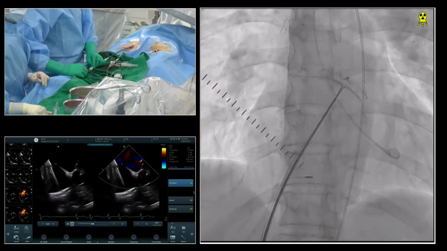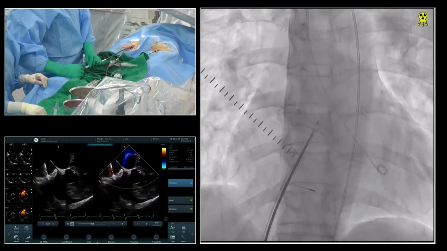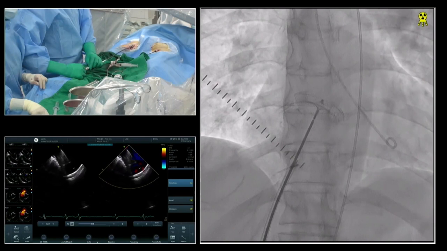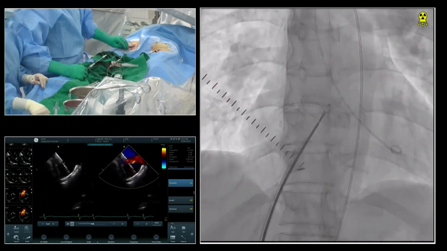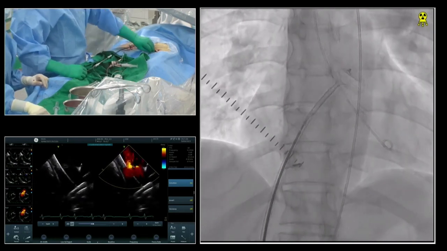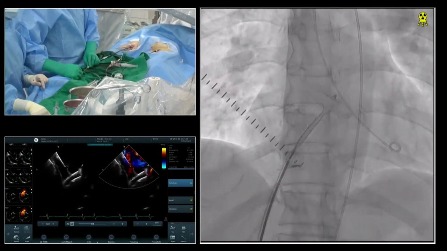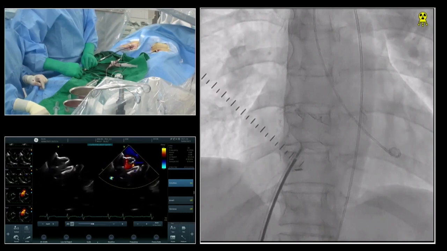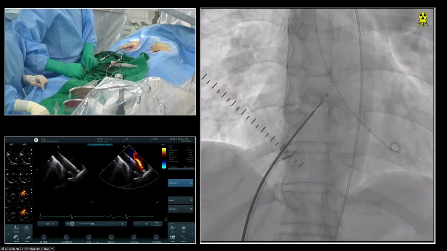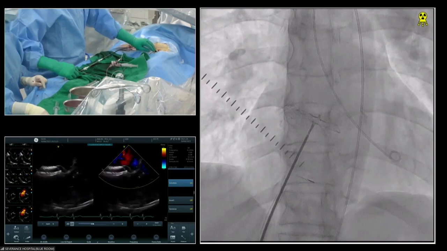Okay, this is sumo. And a 26 millimeter device. Okay. This is very unusual. Among my more than 3,000 cases, changing the device size is very unusual. But it's just too small.